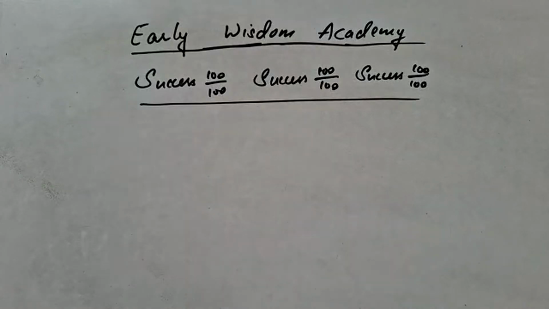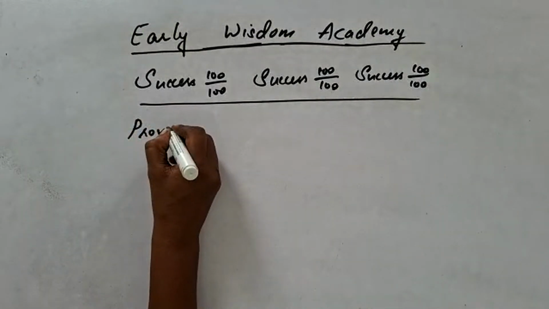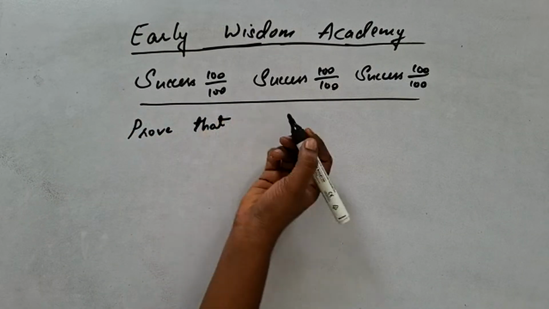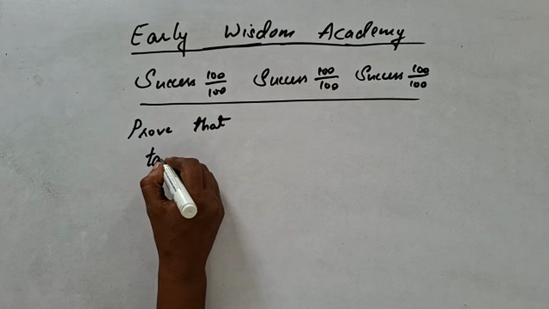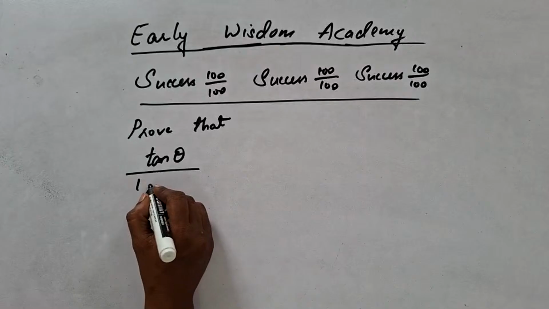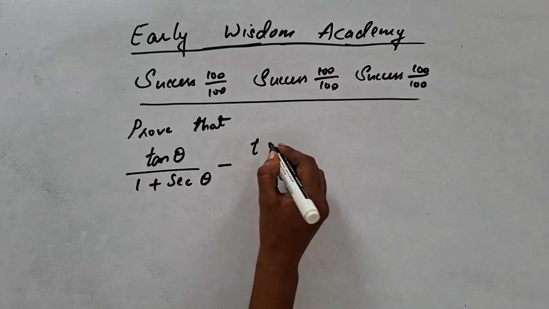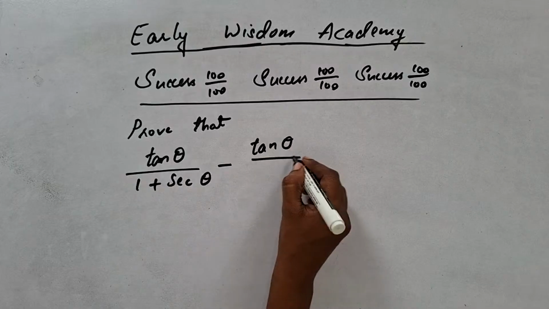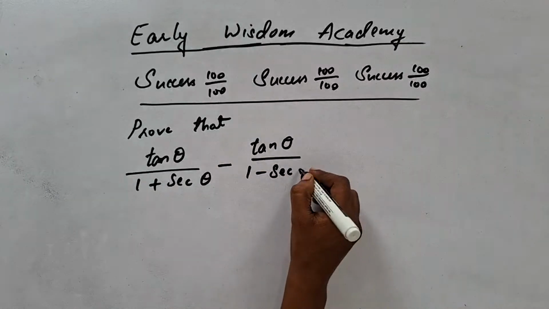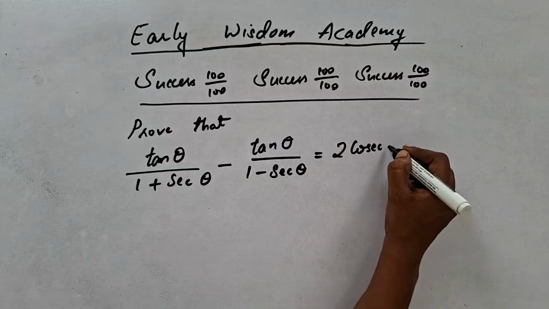So today we are going to solve a sum on trigonometry. Prove that tan theta divided by 1 plus secant theta minus tan theta divided by 1 minus secant theta is equal to 2 cosecant theta.